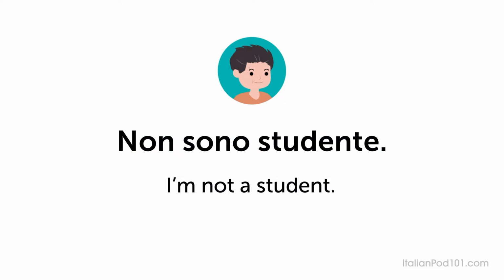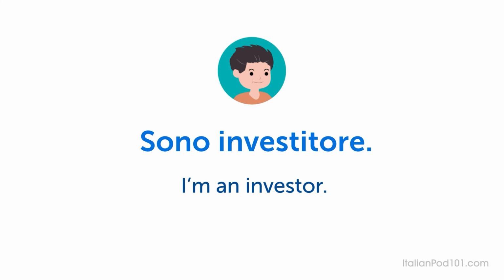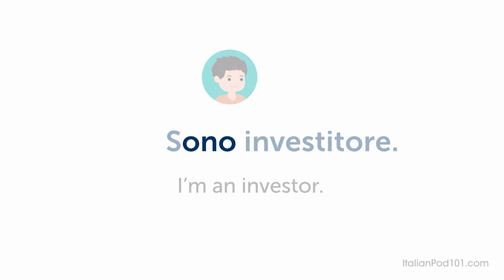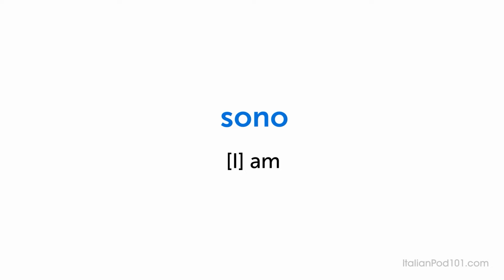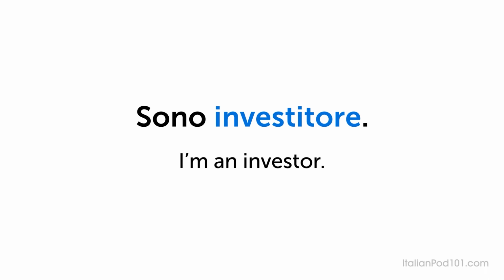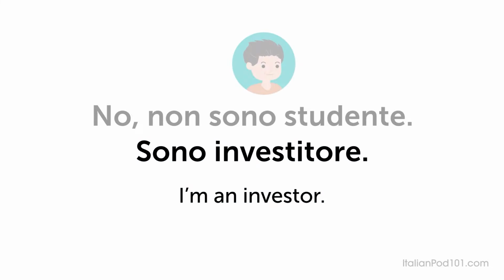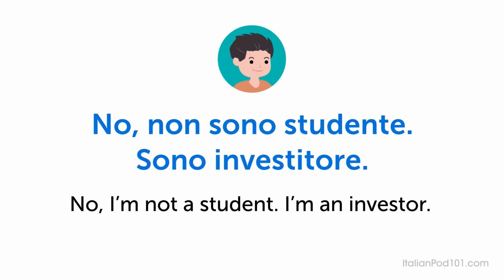Paolo then tells Mark his actual occupation. Sono investitore. I'm an investor. First, sono. I am. Next is investitore. Investor. The word investitore is masculine singular. Together, sono investitore. I'm an investor. Altogether? No, non sono studente, sono investitore. No, I'm not a student. I'm an investor.